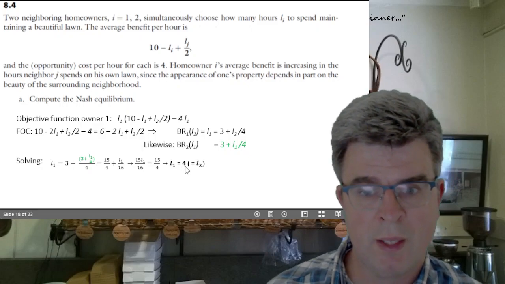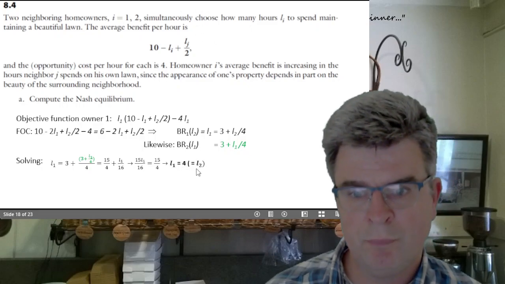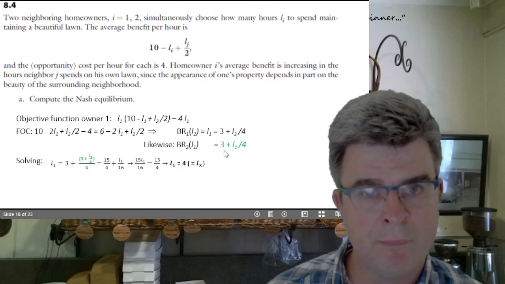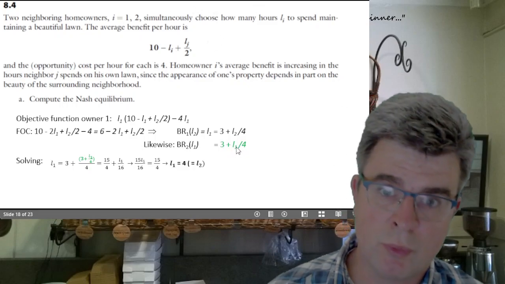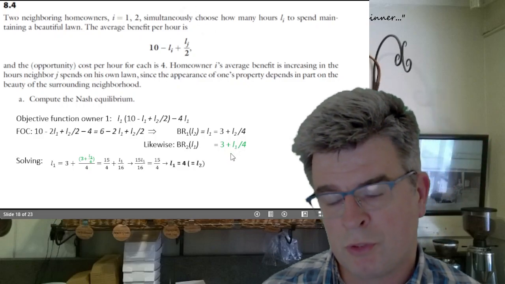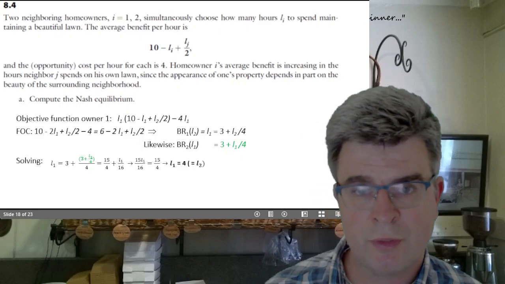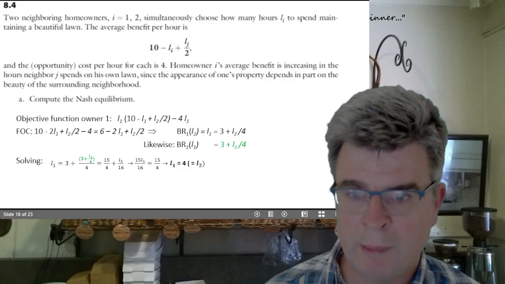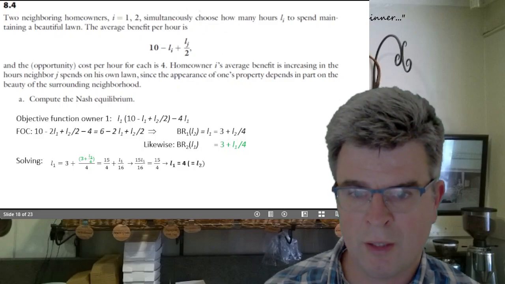Same holds for neighbor 2. You can easily see that by plugging in the number 4 over here for L1. 3 plus 4 divided by 4 is identical to 4. So given that the other neighbor puts in 4 hours of effort, it's optimal for you to spend 4 hours as well. So both neighbors spent 4 hours in the garden.